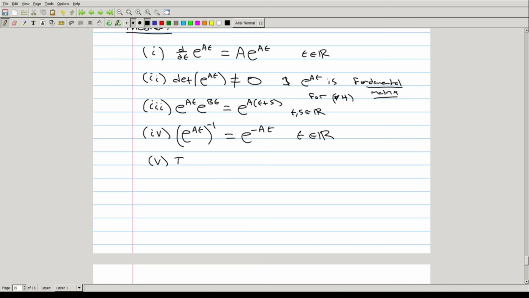That if A times B is equal to B times A, so if two matrices are commutative, then e to the At times B is equal to B times e to the At for t in R.